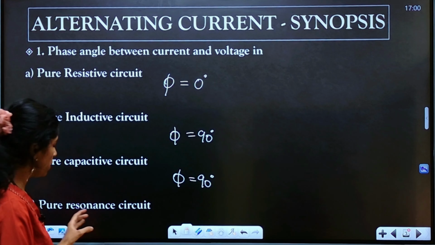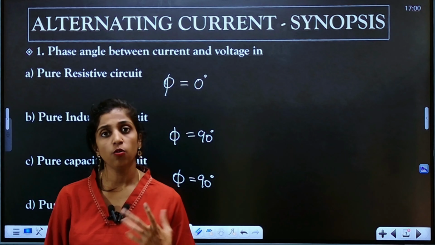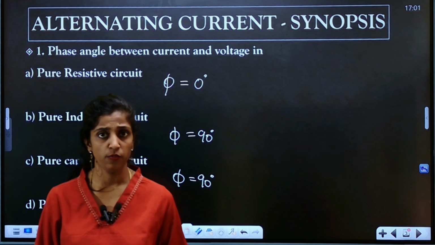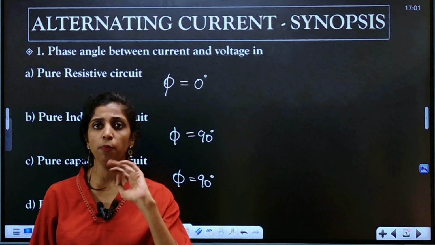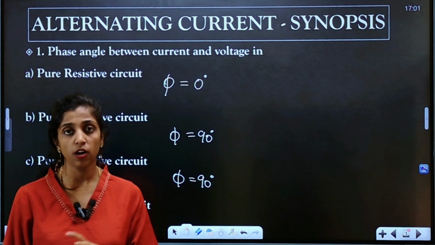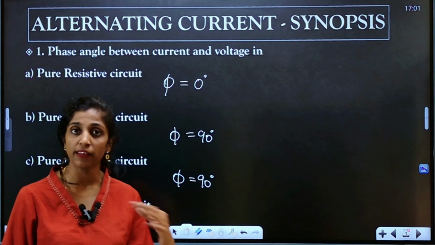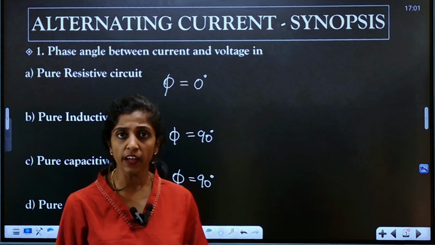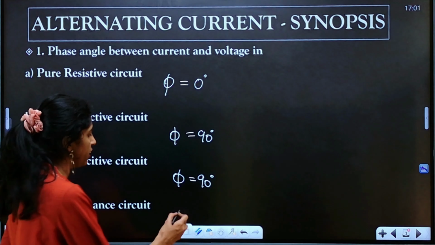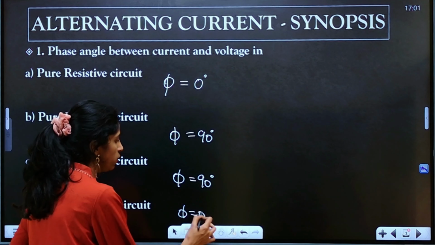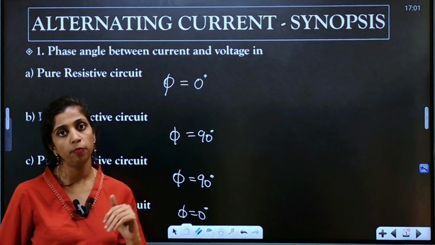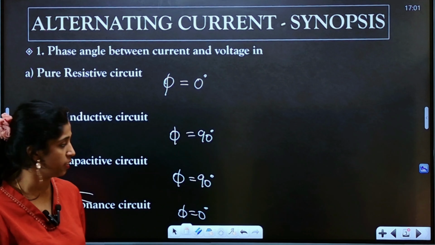And then we have something called resonance. I hope you know the meaning of resonance. Resonance is basically a pure resistive circuit itself, because here the inductive reactance and capacitive reactance will be equal. So again, if it's a purely resistive circuit, the phase angle will be 0 degree. Please remember these points, which might help for MCQs.